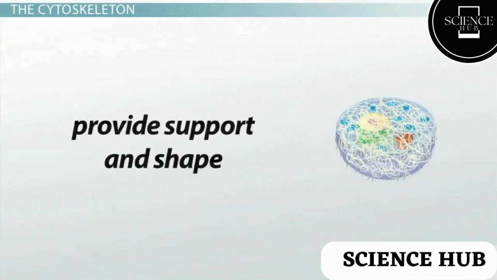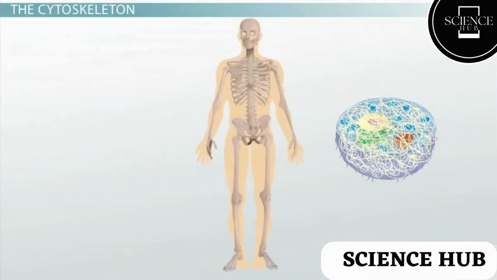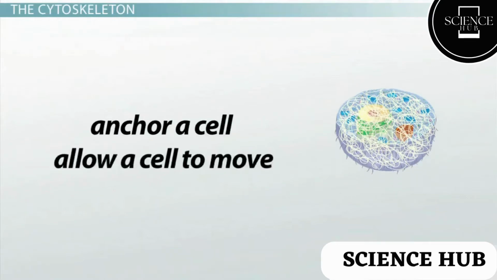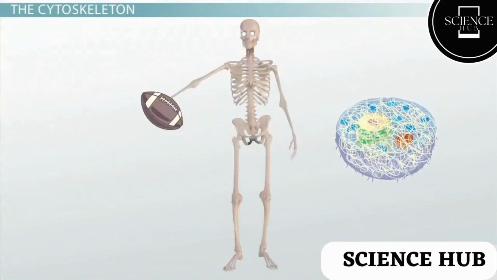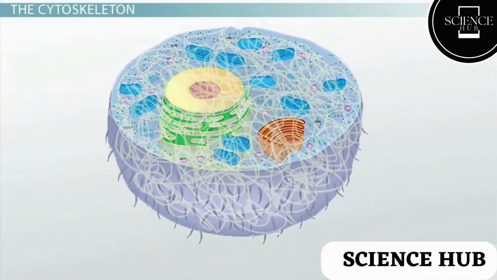A cytoskeleton can provide support and shape for a cell, like your skeleton supports and shapes your body. Your skeleton helps you stand, and it also helps you run. In a cell, a cytoskeleton can also anchor a cell in one place, or allow a cell to move. The bones in your arm can help you catch a football, independent from what's going on in your legs. The parts of your cell's cytoskeleton can also help structures move independently within your cells.